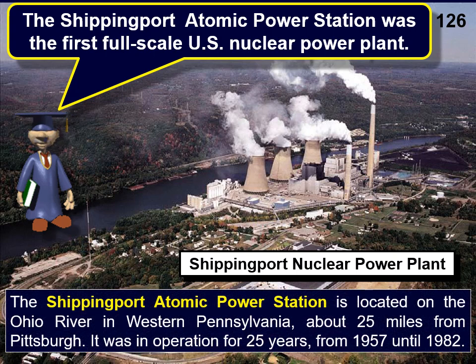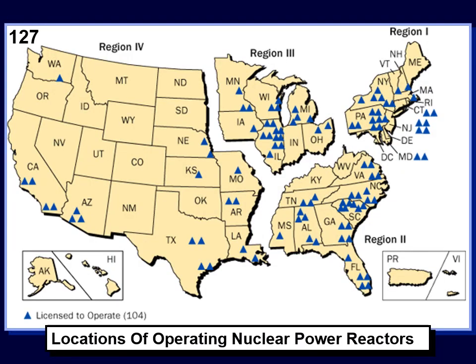The Shippingport Atomic Power Station was the first full-scale nuclear power plant. It is located on the Ohio River in western Pennsylvania, about 25 miles from Pittsburgh. It was in operation for 25 years from 1957 until 1982. This is a map of the United States showing the locations of operating nuclear power reactors.